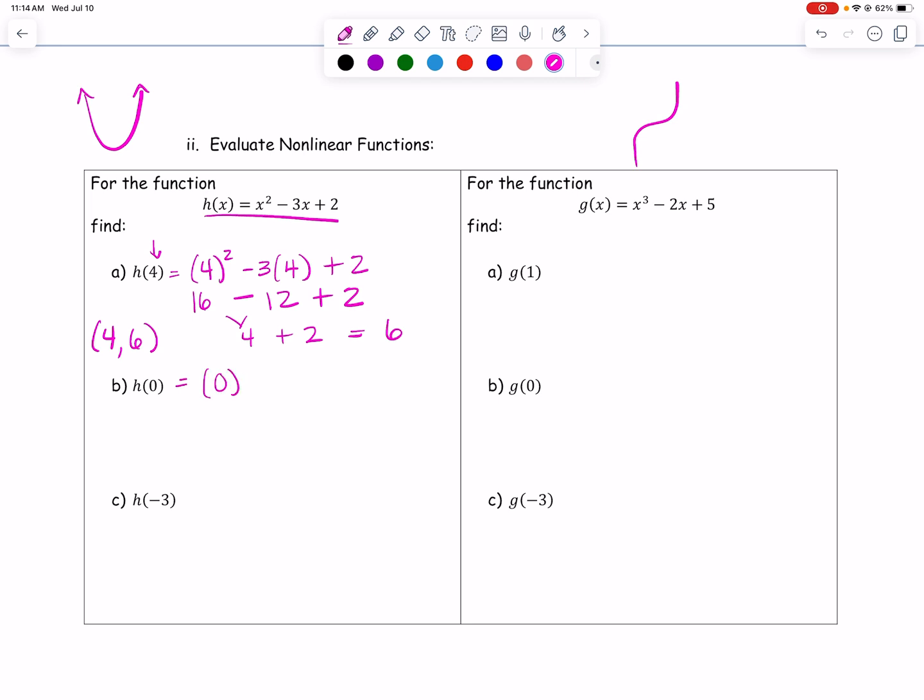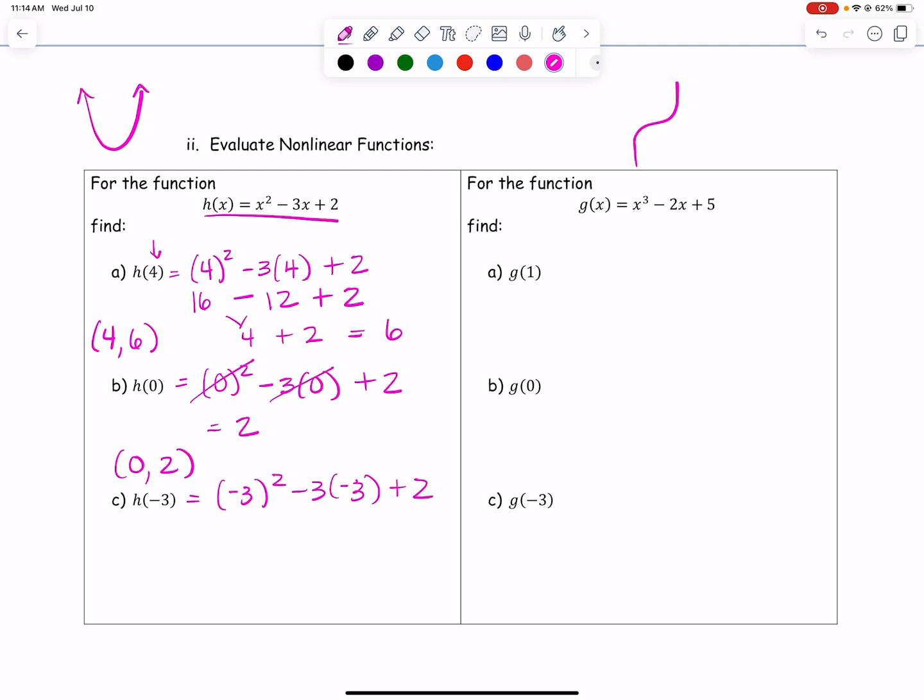Substituting in 0, 0 squared minus 3 times 0 plus 2. Well, this is 0, this is 0, so we get 2. So 0, 2. And then the last one, be careful because this is a negative that you square and it needs to be in parentheses. So that becomes positive 9. That becomes positive 9 plus 2, and that becomes 20. So negative 3 and 20 would be your output.